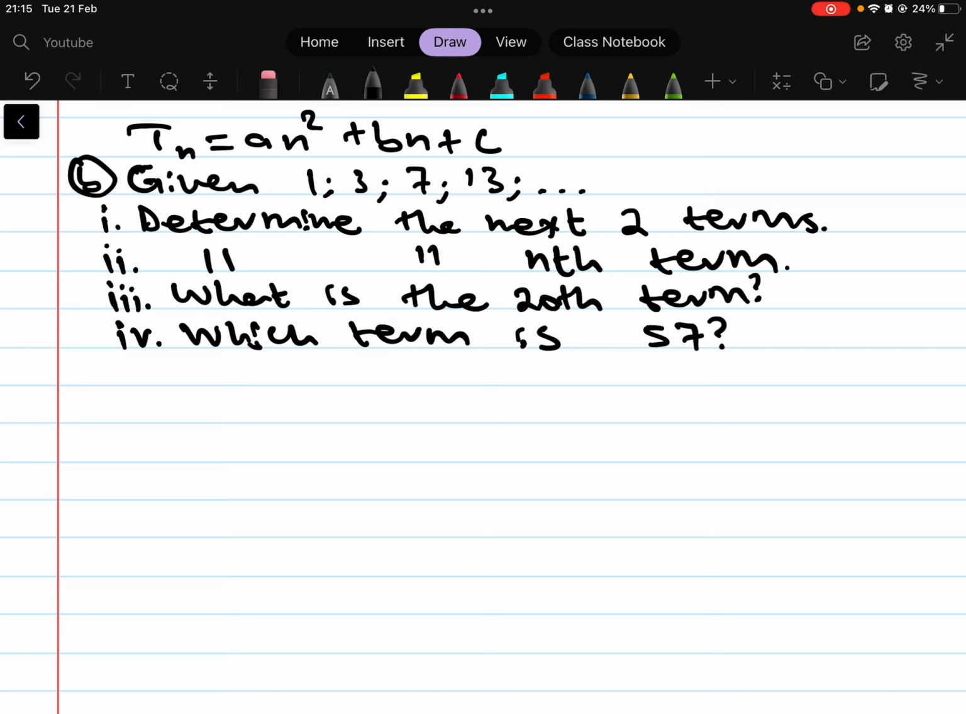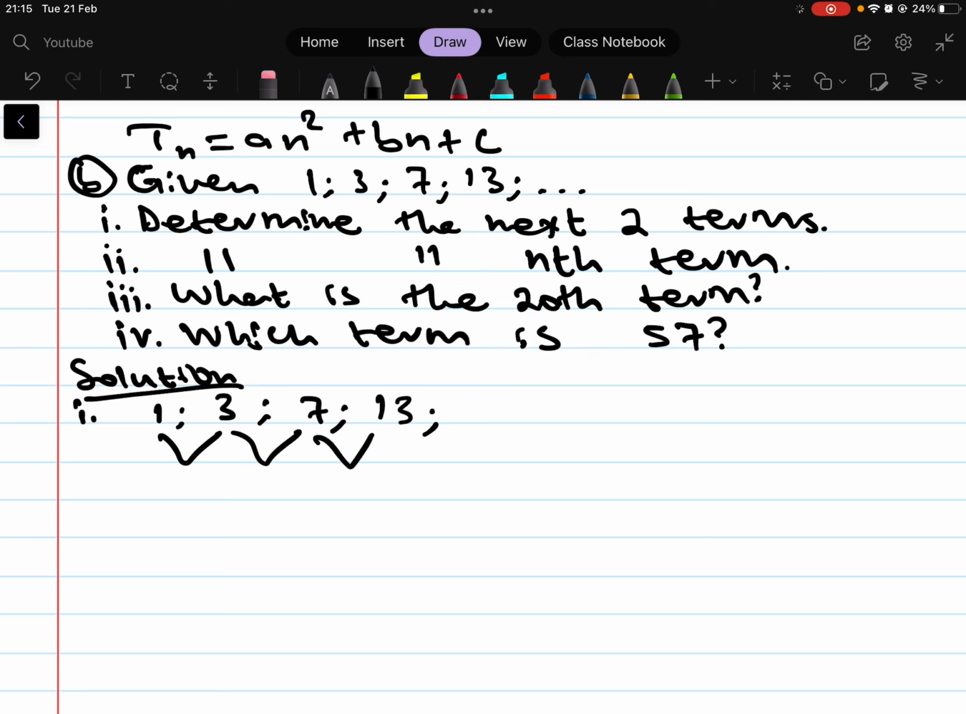We are given 1, 3, 7, 13, all the way to infinity. Those three dots, as I said in the first video, represent that the pattern continues up to infinity, or positive infinity for that matter. So let's look at how we go about finding solutions in this case without wasting anyone's time. We are asked to determine the next two terms. As I said, I would recommend that you just rewrite the pattern and then see how they were arriving at the next term from there.